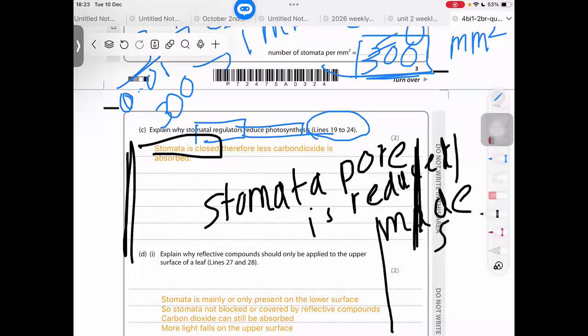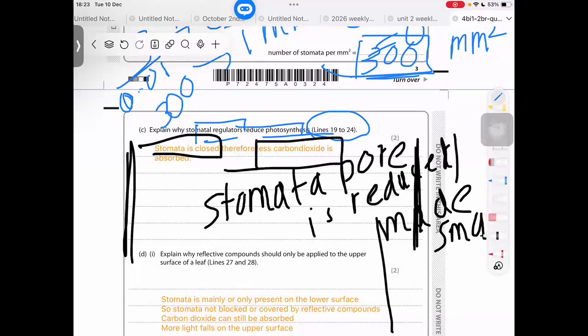You can write something like this, and you can write, therefore, less carbon dioxide is absorbed. What matters is the quality of the answer over the quantity, so it doesn't matter even if your answer is short, right? But it's better if you can write that taking in less carbon dioxide would affect the rate of photosynthesis.